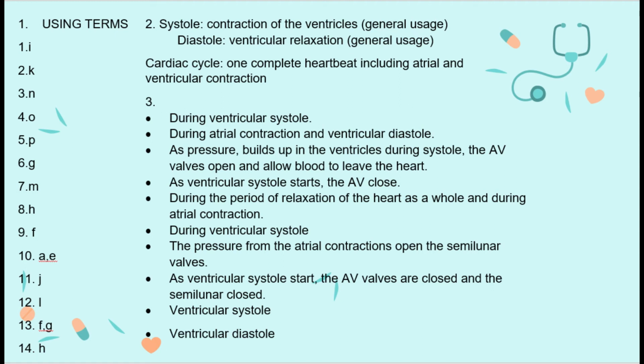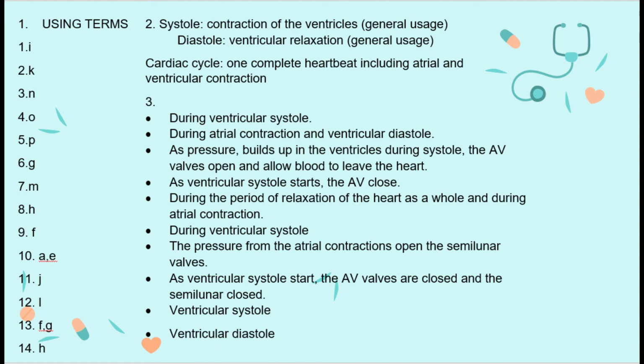Number 3, answer the following questions concerning events of a cardiac cycle. When are the AV valves closed? During ventricular systole. They are open during atrial contraction and ventricular diastole. What event within the heart causes the AV valves to open? As pressure builds up in the ventricles during systole, the AV valves open and allow blood to leave the heart.